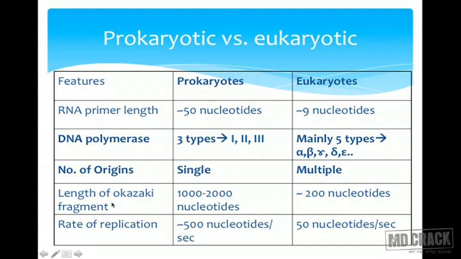Now there is what is called the length of the Okazaki fragment. I'll tell you what it is. Right now, remember that in prokaryotes it may be 1000 to 2000 nucleotides, whereas in eukaryotes it is approximately 200 nucleotides. And the rate of replication is more in prokaryotes. Around 500 nucleotides are added per second, whereas in eukaryotes 50 nucleotides are added per second.